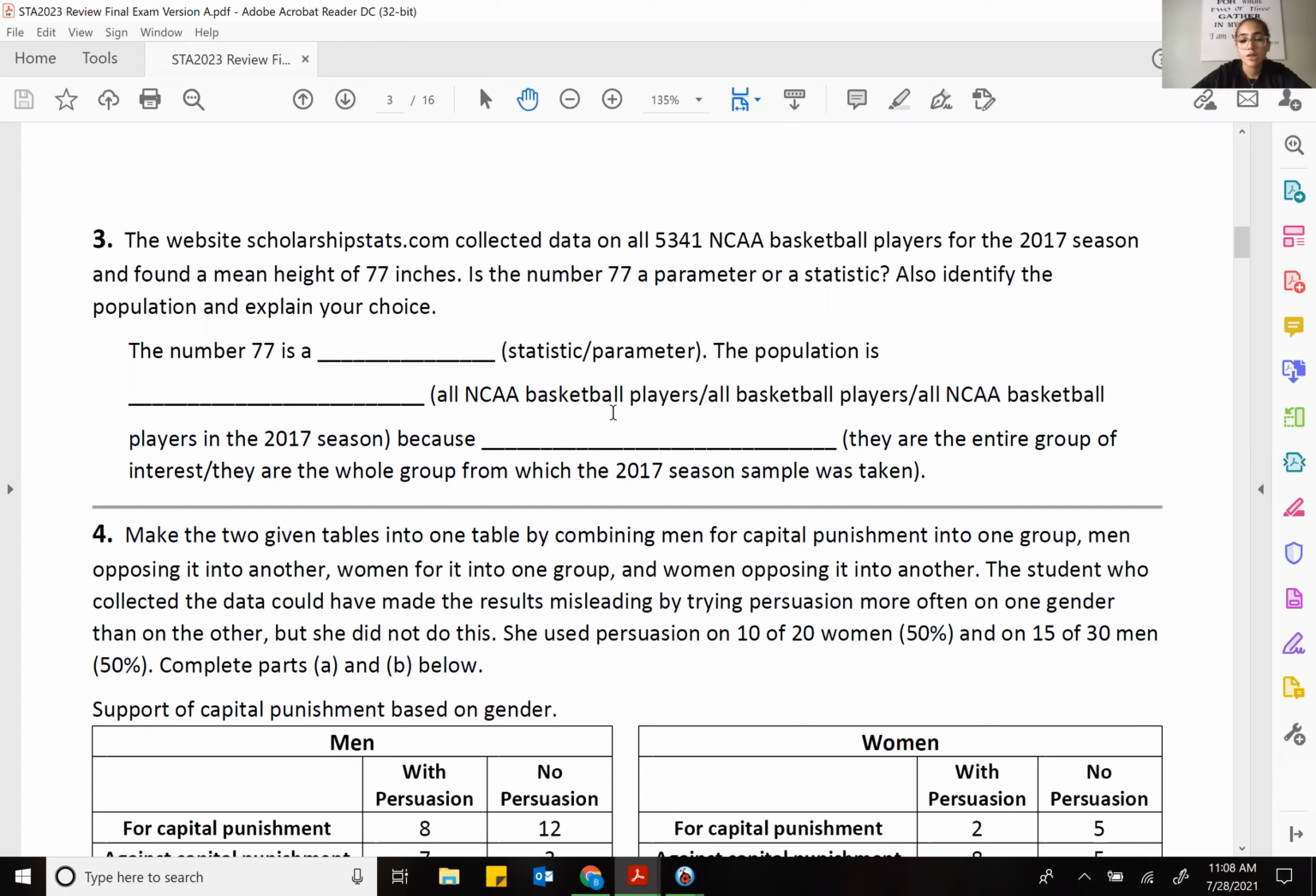I would say the first one because there was no sample since it's a population, right? So very good. The entire group of interest. I agree. Yeah, you got to throw out the second one because it mentions sample. This is not a sample. This is the population. So yes, good thinking. So they are the entire group of interest.